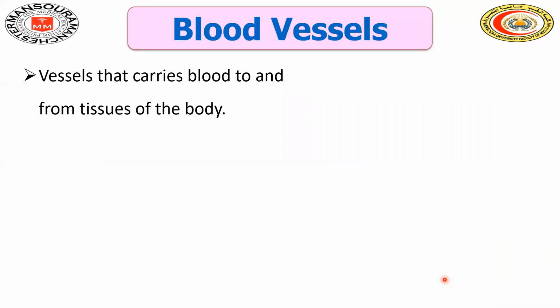So the blood vessels are the vessels which carry the blood to and from tissues of the body. They are the pathways of the blood, where the blood goes and flows to reach the tissues, supplying them and taking waste product from the tissues to reach the sites for exchange.